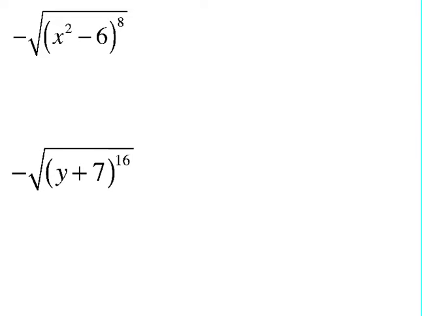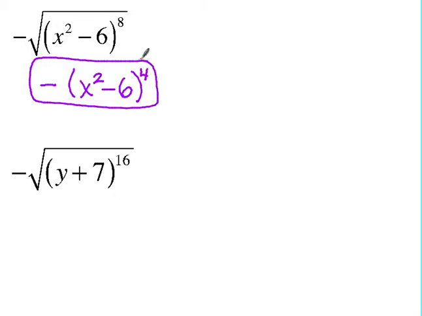Okay, so let's go ahead and look at this. Just getting tricky now. Very first thing I'm going to do is bring down my negative sign. And I've got to get rid of the square root. So I'm going to leave x squared minus 6 as my quantity. Does anybody know what power that will be? 4. There you go. And that's it, because all you do is take your exponent and divide it by 2.